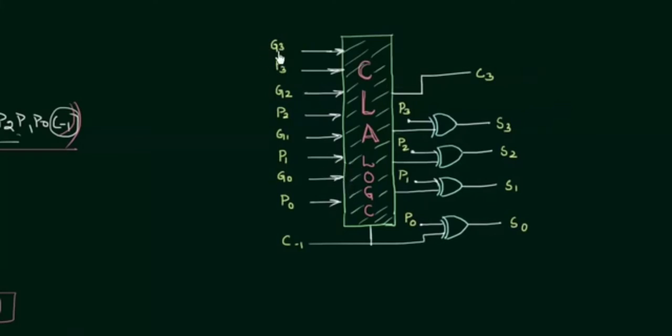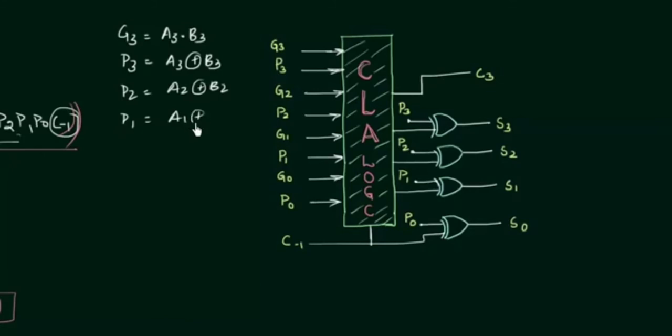So what you need is G3, P3, G2, P2, G1, P1, G0 and P0. Now you already know that your G3 is equal to A3 and B3, the generating term that we evaluated in the last presentation. Similarly, your P3 is equal to A3 XOR B3, and your P2 is A2 XOR B2, P1 is A1 XOR B1, and P0 is A0 XOR B0.